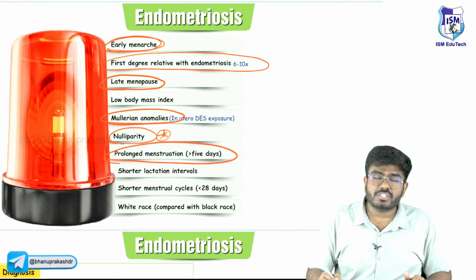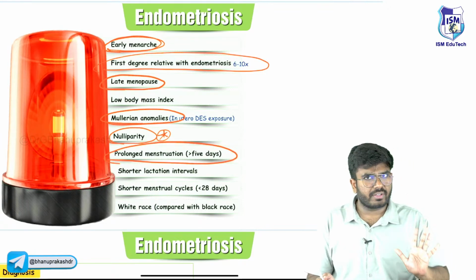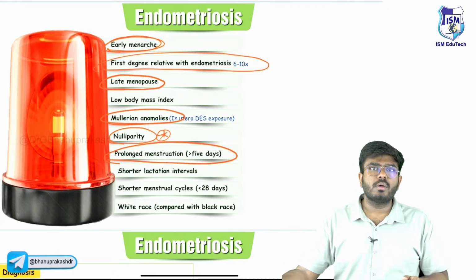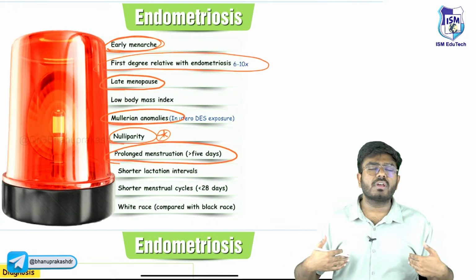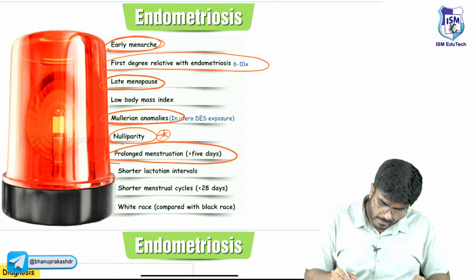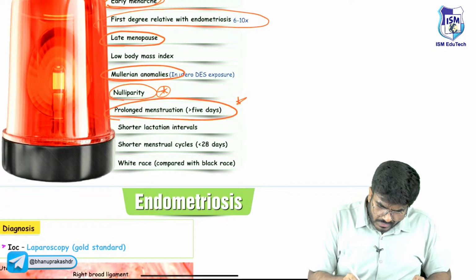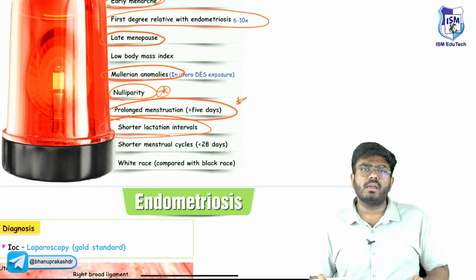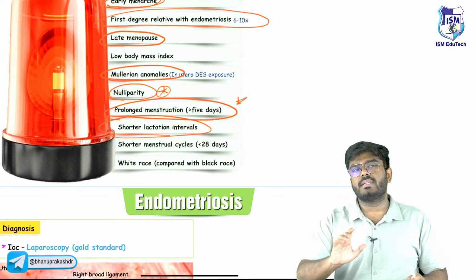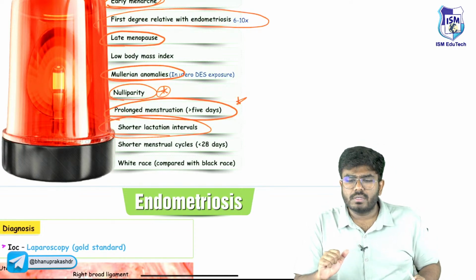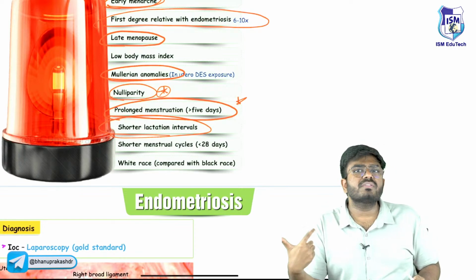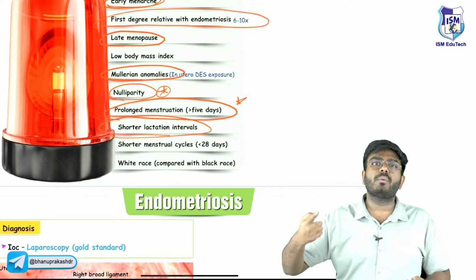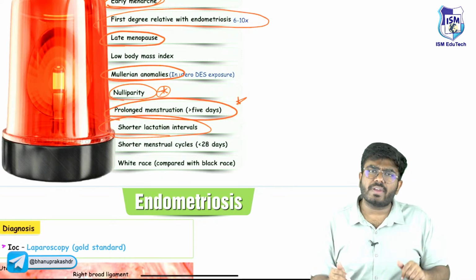Prolonged menstruation: normally menstruation should happen for 5 days, the first 5 days of the cycle. If she is having menstruation for 7 days, 8 days, more bleeding, more chances of retrograde menstruation, more chances of endometriosis. Shorter lactation intervals means she is not lactating after delivery. If she is not lactating, menses will immediately kick in again in her body. So menses, retrograde menstruation, chances of endometriosis. So it's a risk factor, true.